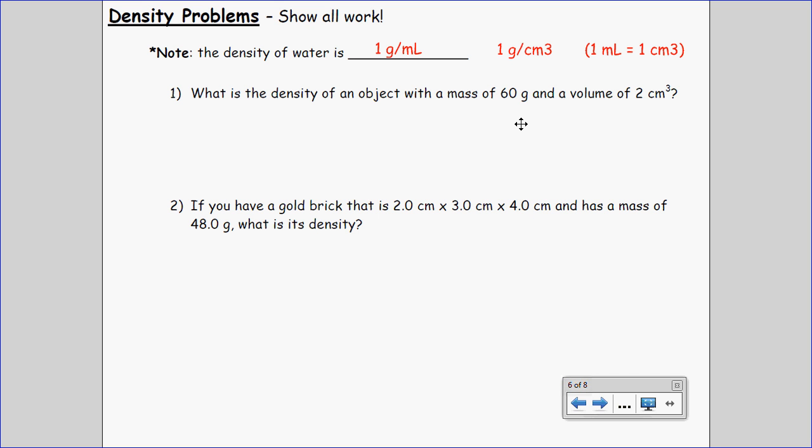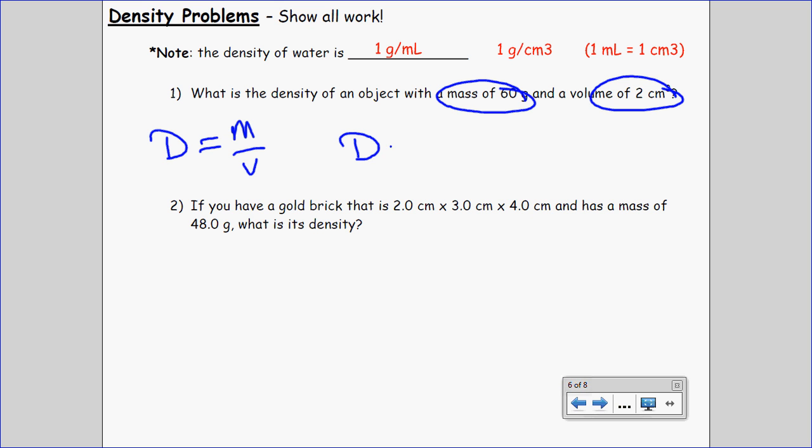Question number 1. What's the density of an object with a mass of 60 grams and a volume of 2 centimeters cubed? Whenever you're asked a calculation question, you always have to start with your original equation, then plug the variables that you know into it and solve for the missing variable. This is how algebra and chemistry are connected. In this case, we know the mass is 60 grams and the volume is 2.